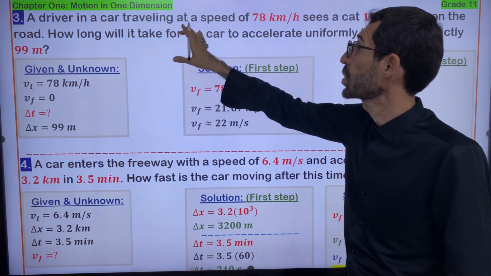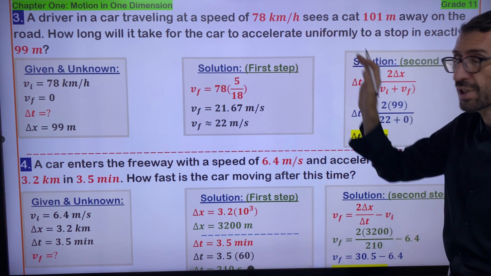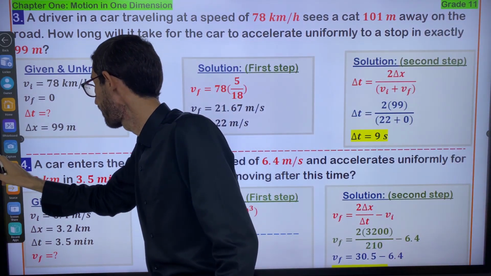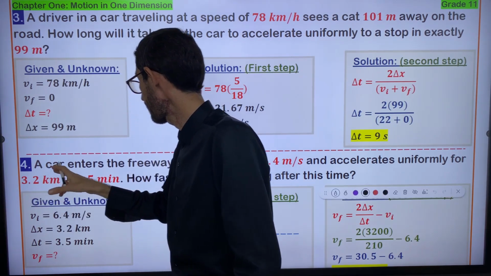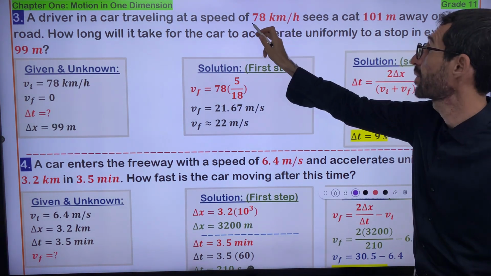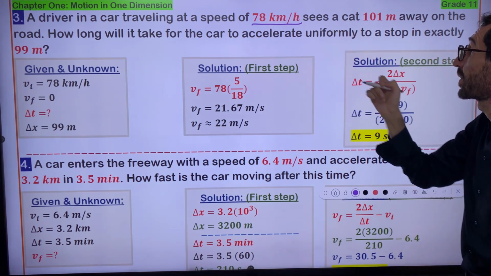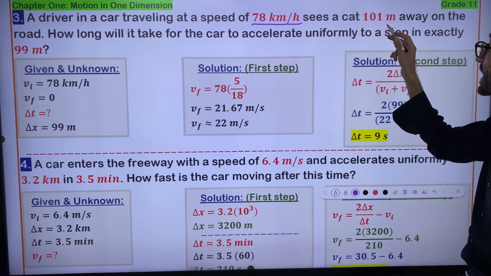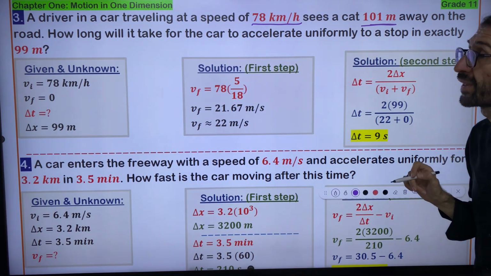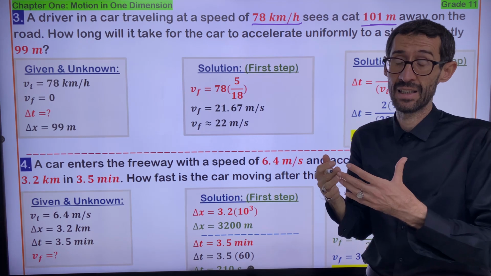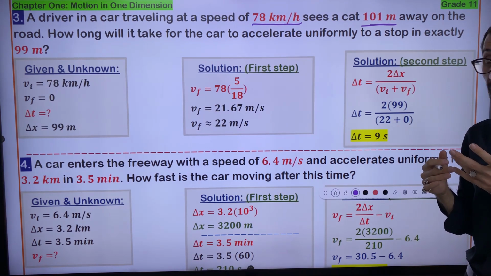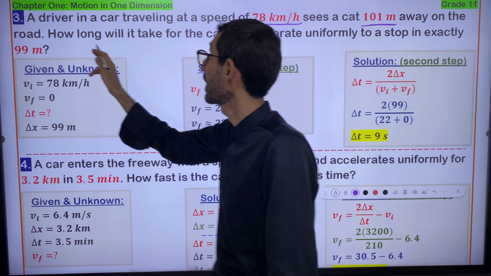A driver in a car is traveling at a speed of 78 kilometers per hour. So this is the velocity of the car. It says that after that, the driver sees a cat. So this is the first information, the velocity of the car. Then the driver sees a cat 101 meters away on the road. The driver sees a cat, right? Seeing is a process, right? Seeing. How long?